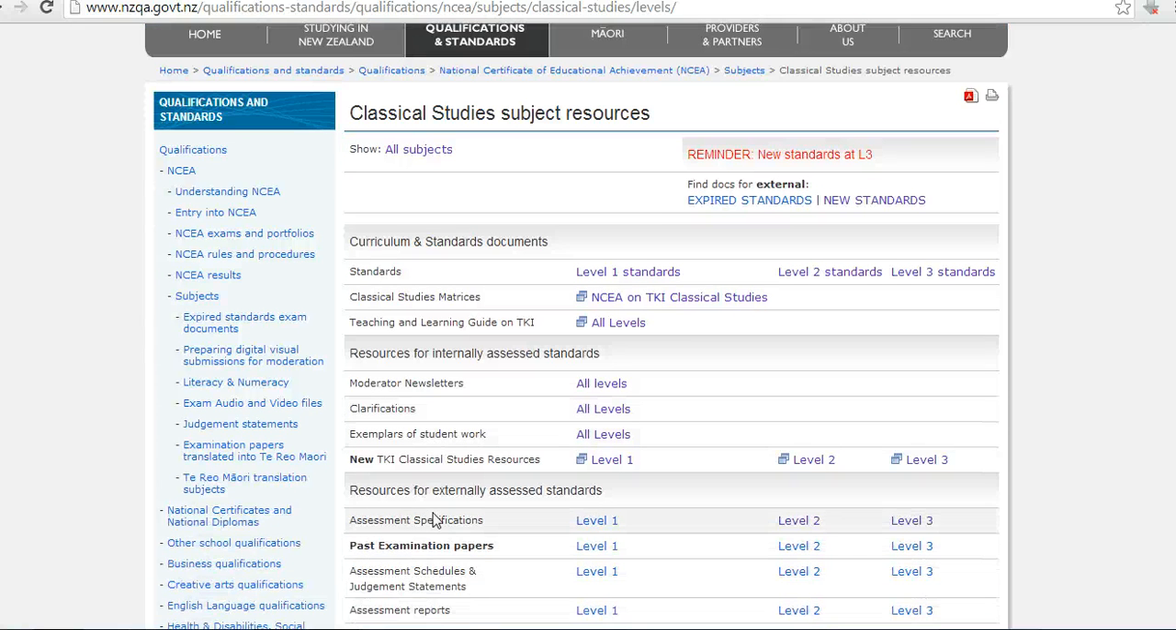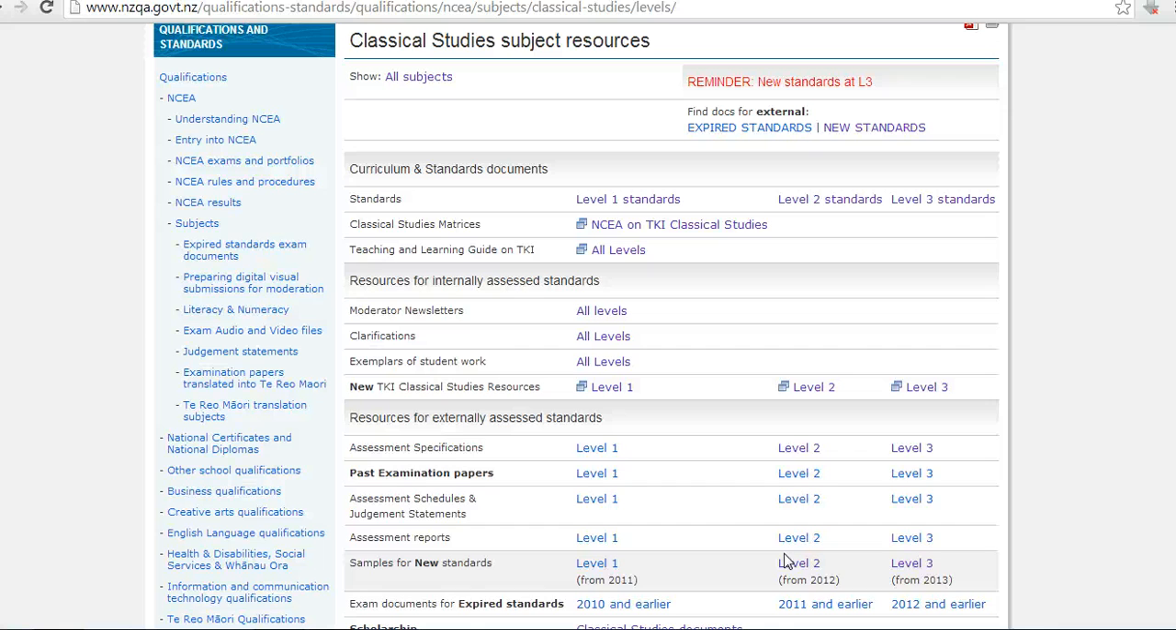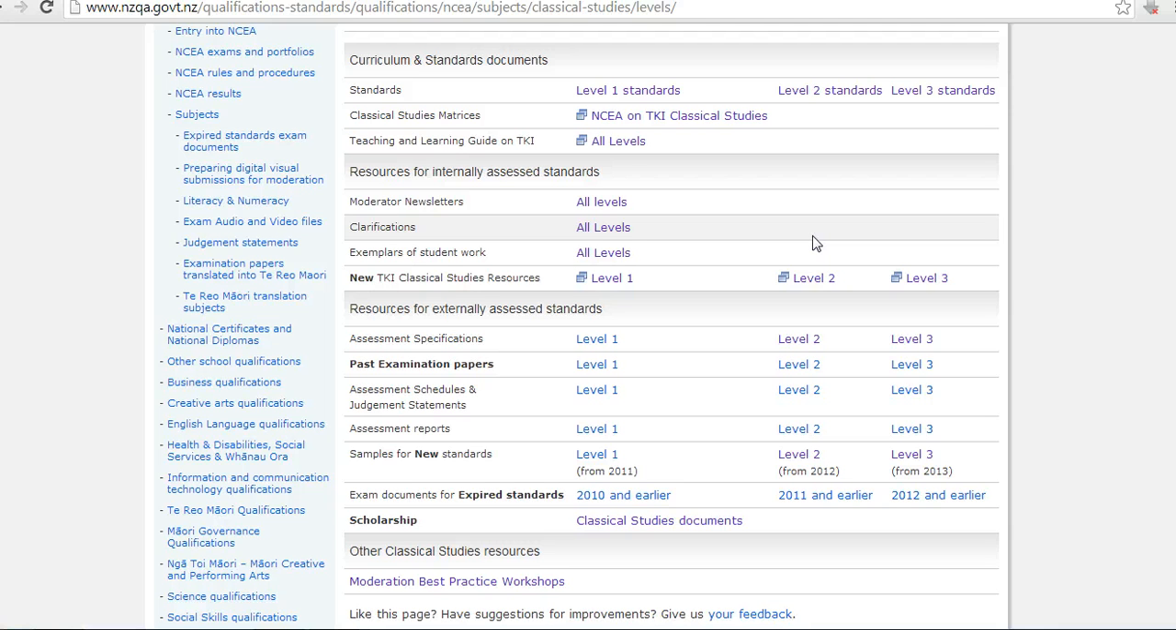The section that we're looking at is the externally assessed standards section, which is down here, but everything that we need about all of the standards internally and externally assessed, and the teaching and learning guides and the matrix for classical studies is up here in this section. So when we go and have a look at the externally assessed section, we're going to try and find out what's in this year's exam.